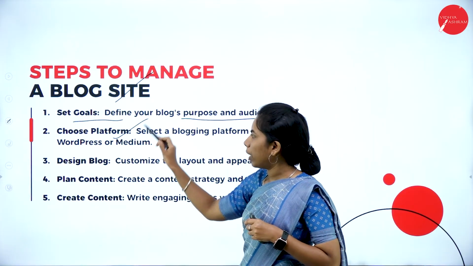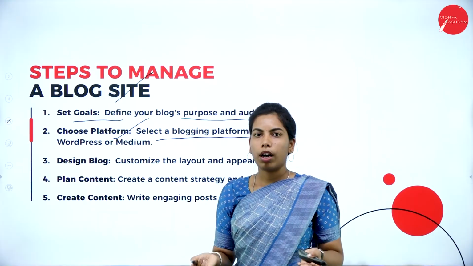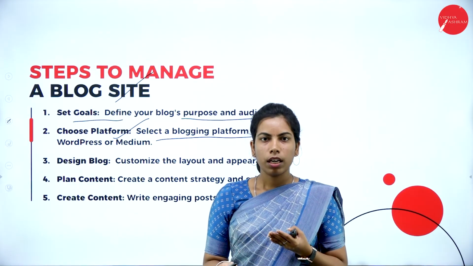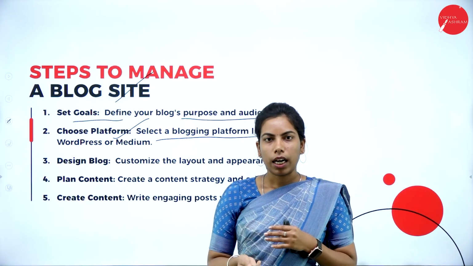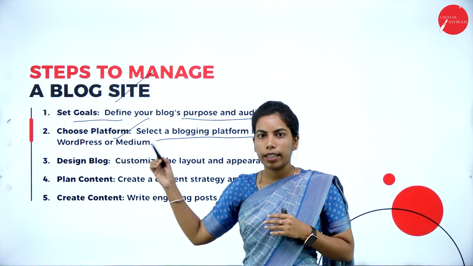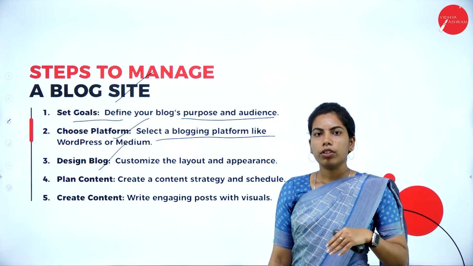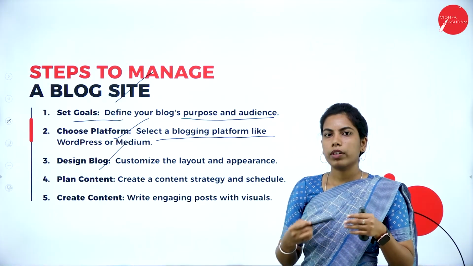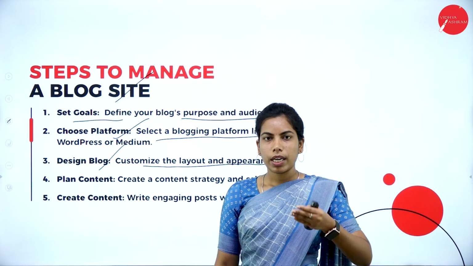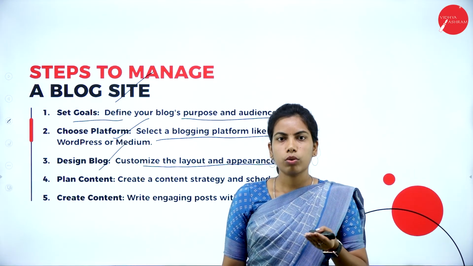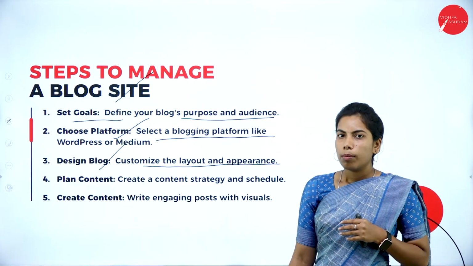And second one, choose a platform. Select a blogging platform like WordPress, Medium. There are so many blogging websites like WordPress, Medium and blogger.com, and some others like Wikipedia. These are some of the websites for creating blog sites. And design the blog. After creating an account, you can design your blog using some styles. Customize the layout and appearance, how the content will appear on the online platform to attract the end users. That is what designing a blog website means.